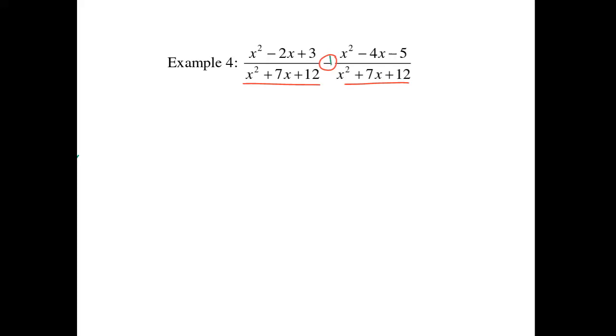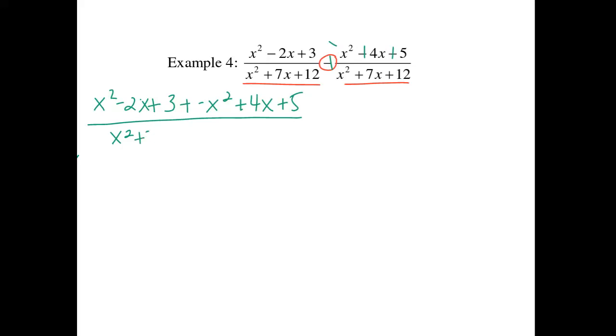So I'm going to start by changing that to addition and send a negative through, distribute a -1 to each of those latter terms. And now I can combine into one big fraction. So this would be x squared minus 2x plus 3 plus negative x squared plus 4x plus 5 all over x squared plus 7x plus 12.